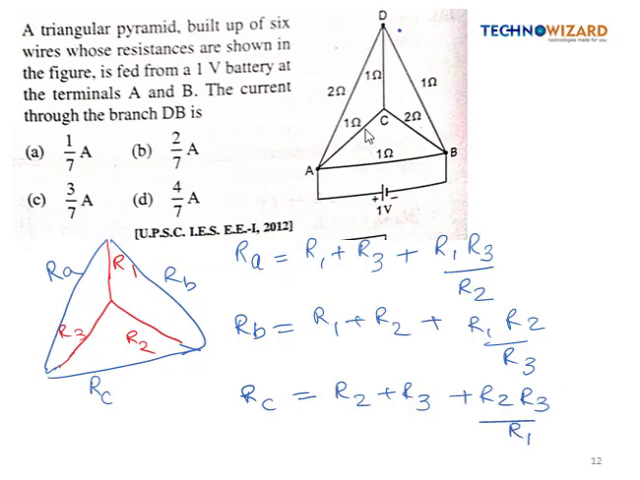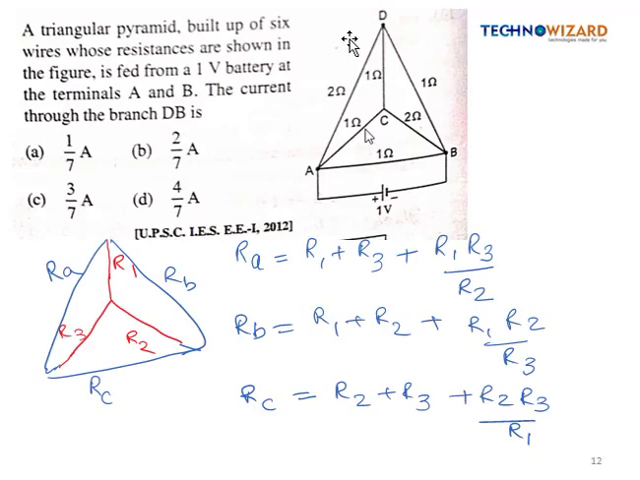Now here this is star connection, so we will find out the value of Ra, Rb and Rc, right? So let's see in the next slide. So value of Ra will be equal to 1 plus 1 plus their product 1 by 2, so it will be simply 2 plus 0.5, so Ra value is coming as 2.5, right? So it will be 2.5 ohm.